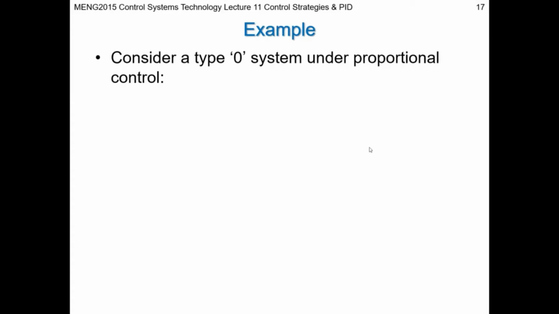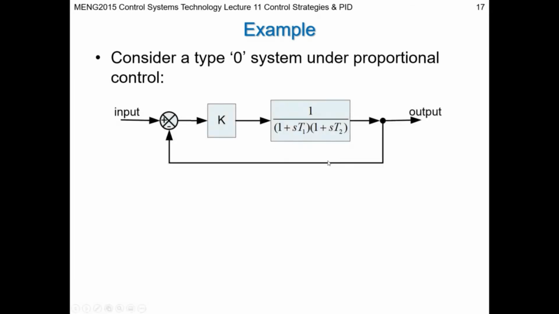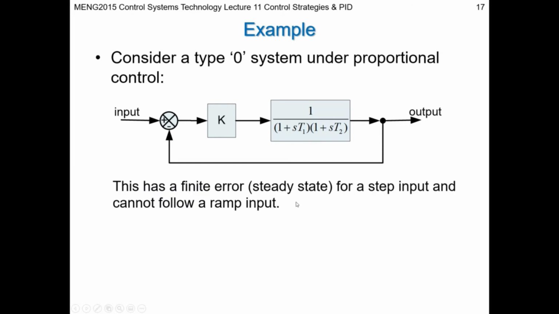So let's have a little look at an example here. Okay, so we're going to look at a type 0 system under proportional control. It's a second order type 0 system with two real roots here. Very straightforward type of system. This system has a finite steady state error in response to a step input, and it can't follow a ramp input because that's what a type 0 system is like.